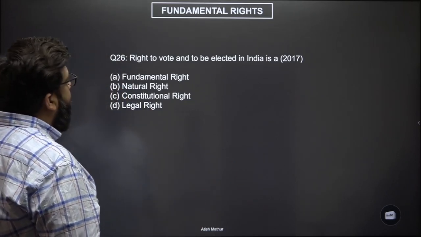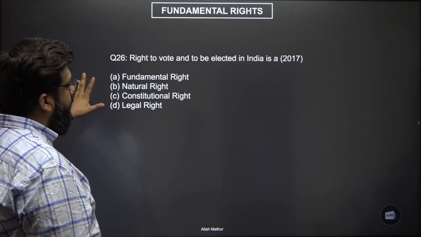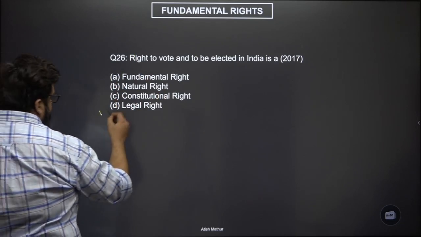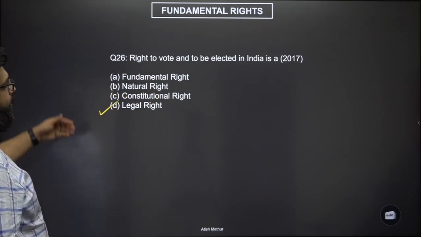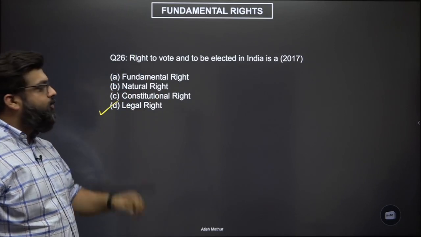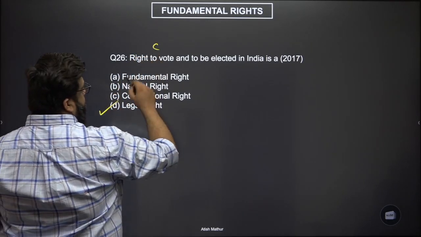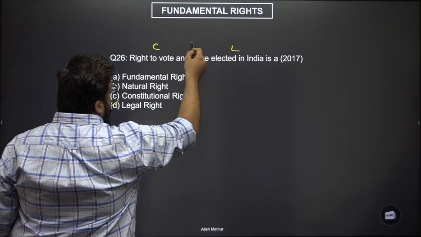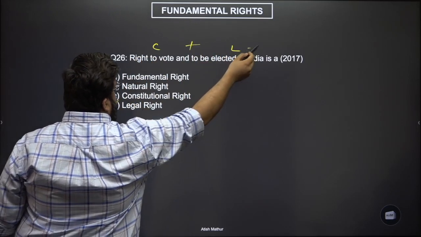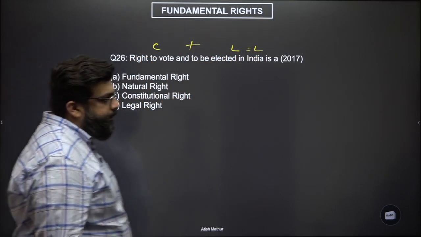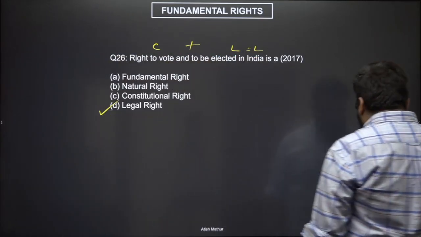So therefore, it is not just constitutional, but it is also legal, and the legal right is far more exhaustive. That is why it is a legal right, because whatever is a constitutional right is also usually a legal right. So here, this is just constitutional, this is legal. Constitutional plus legal will always be a legal right. Okay, always remember this. So the answer here should be D.